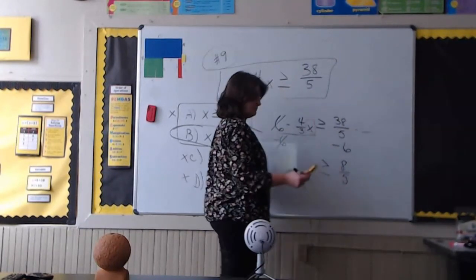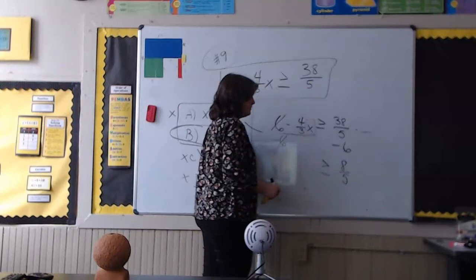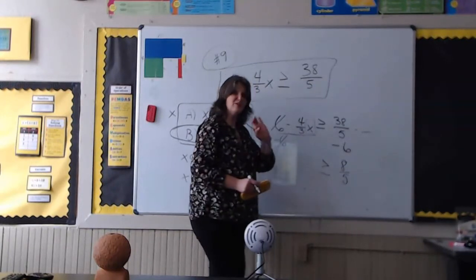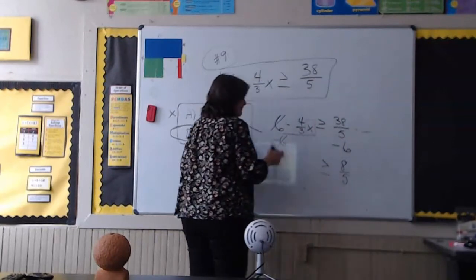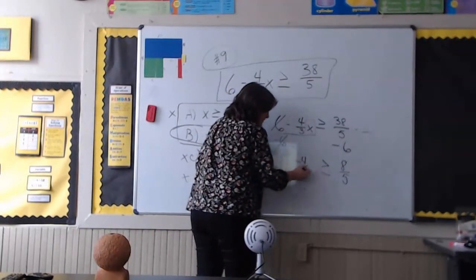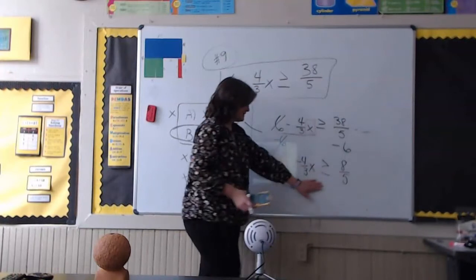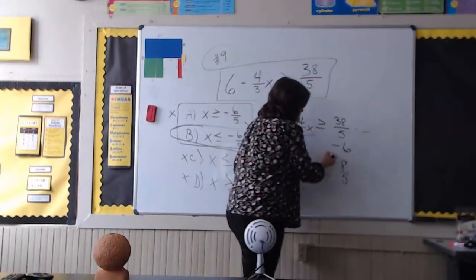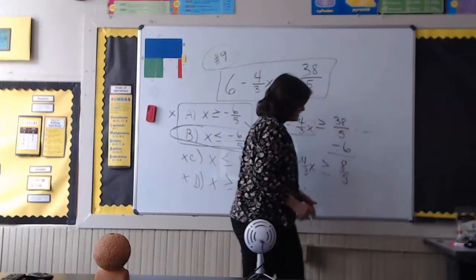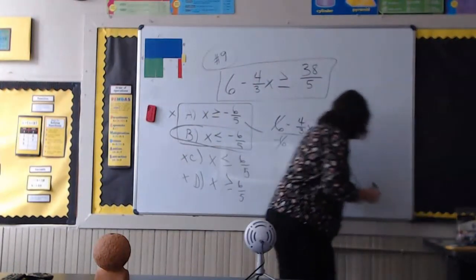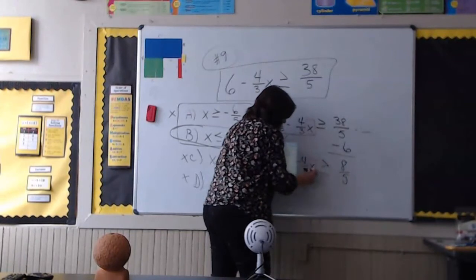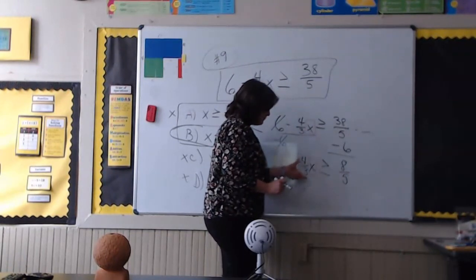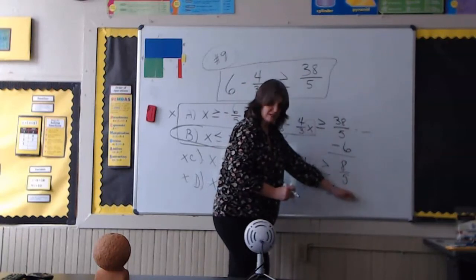Yeah, okay, we're good. This side I haven't done anything with this 4/3 and this x, so it has to stay here. But now this side has become 8/5. The next step, remember, I want the x by itself. I don't want this negative 4/3 here. This negative 4/3 needs to come over to this side.